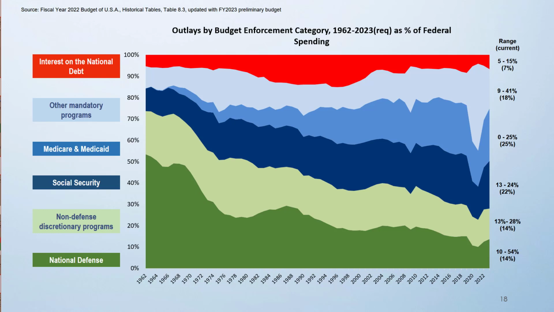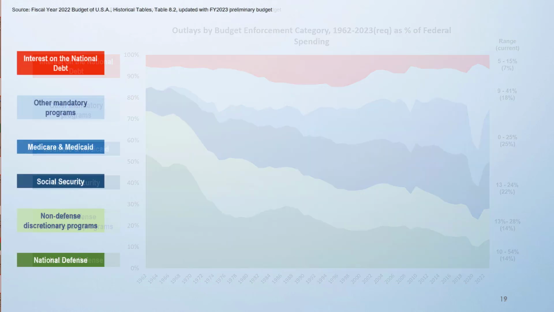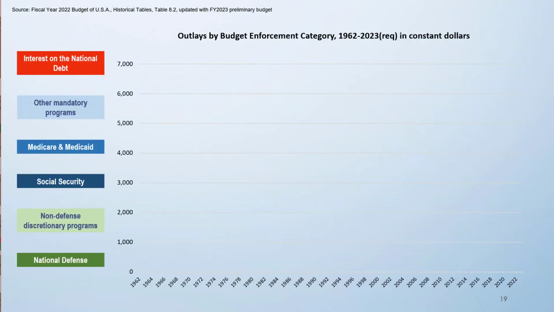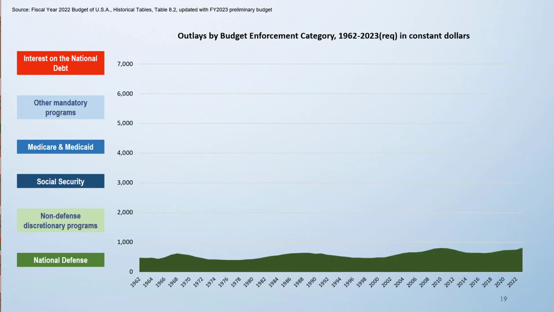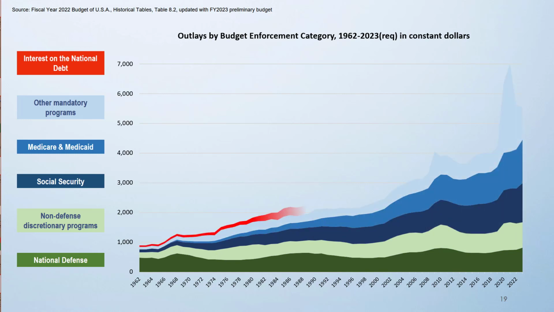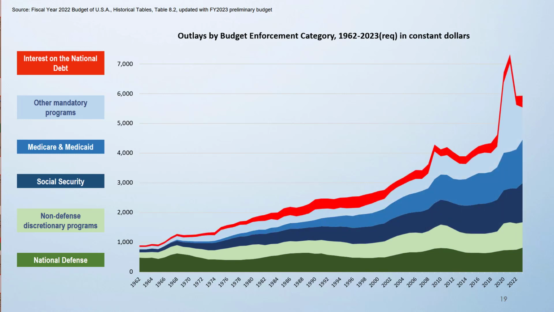We can look at the same data in inflation-adjusted dollar terms. And here's what we see. There's national defense, other discretionary, Social Security, Medicare, Medicaid, other mandatory, and interest on the debt. So you look at this chart and you think, my goodness, defense sure has decreased in its share of the federal budget from 50% down to about 1/6 or 1/7.